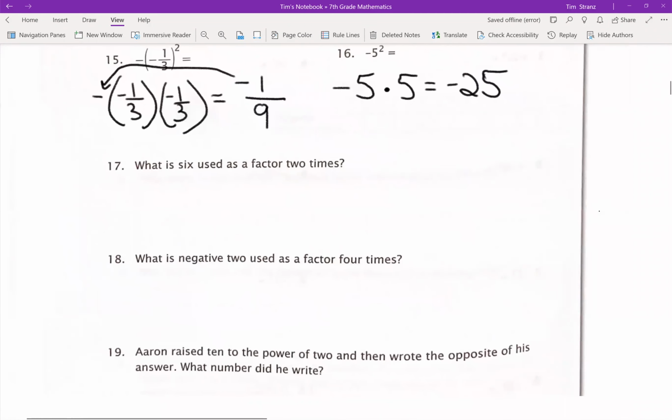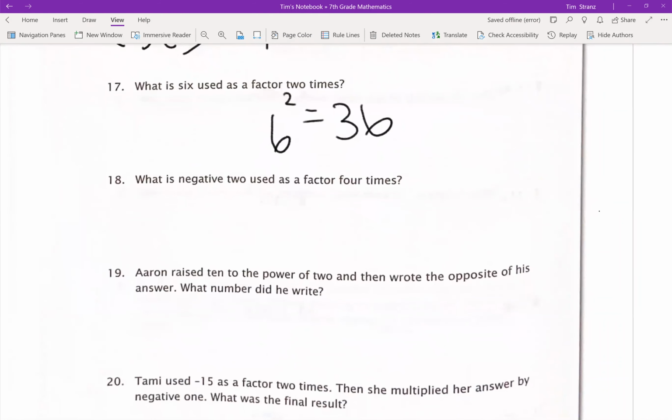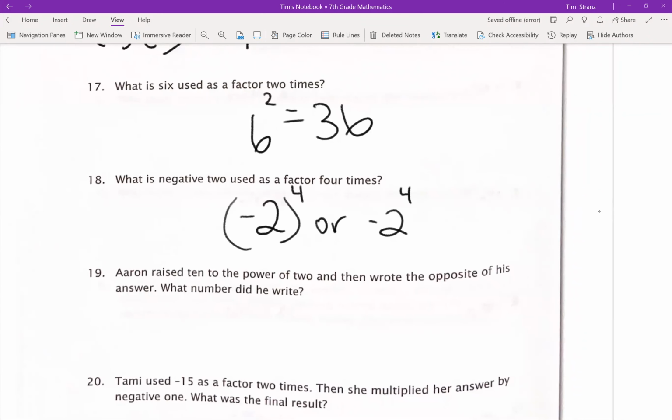Okay, number 17, what is 6 used as a factor 2 times? So 6 used as a factor 2 times, that's going to be 36. What is negative 2 used as a factor 4 times? Now on these, it's a little tricky because I don't know if they mean negative 2 in parentheses, or do they mean 4 times, not 2 times? Or do they mean this? They don't really tell you, okay? So your answer could be 2 different things. We're just going to pretend that it's in the parentheses, right?